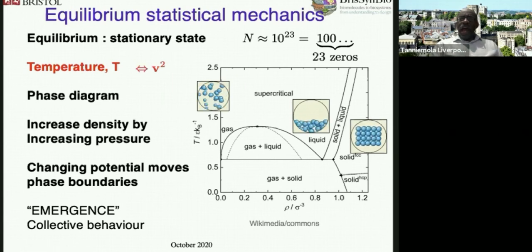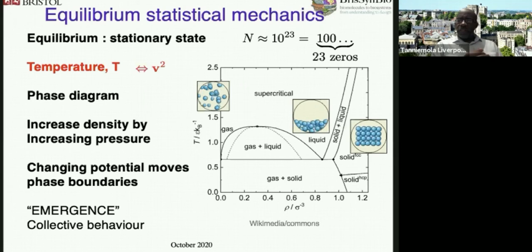And then at high pressures and low temperatures, we have a solid. And what you see with a solid is that the particles are fluctuating about a regular array. And we can identify the boundaries between the phases and the transitions from one phase to another, which is sometimes sudden and sometimes smooth. And in fact, changing the potential between the particles will change the positions of the boundaries.